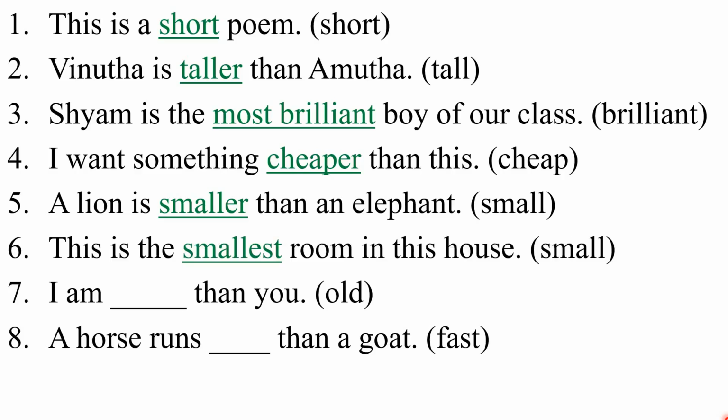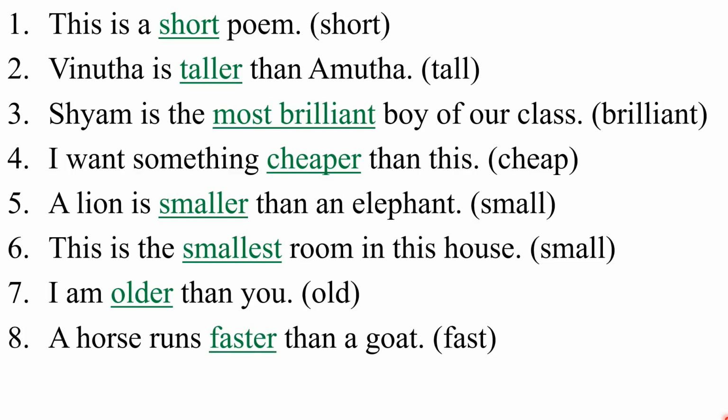Next is I am dash than you, and the adjective is old. Here also you can get the hint कि dash के तुरंत बाद than आया है. जहाँ हमें fill करना होता है comparative degree, तो यहाँ हम fill करेंगे older. The last is a horse runs dash than a goat, and the adjective is fast. Goat को compare किया गया है horse से, तो fast का comparative degree होगा faster.